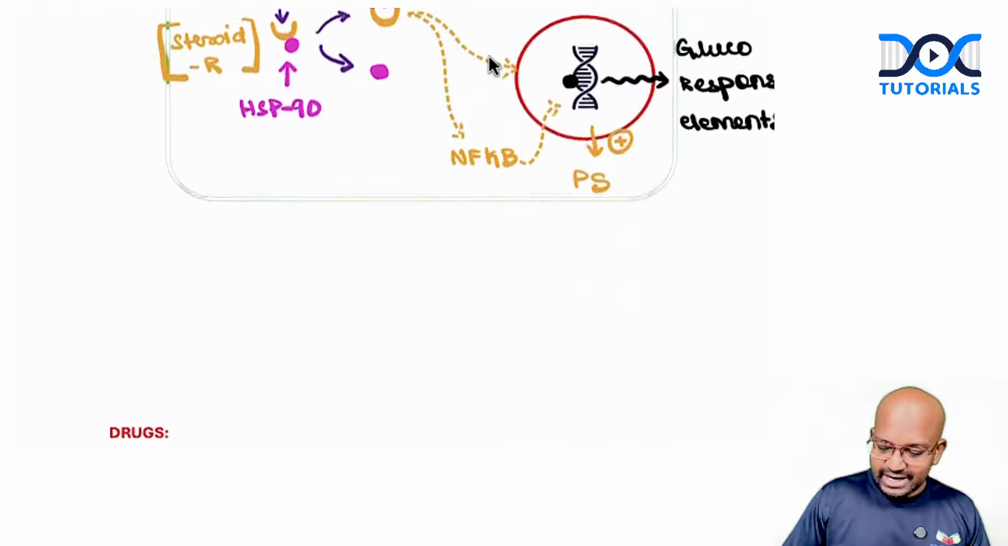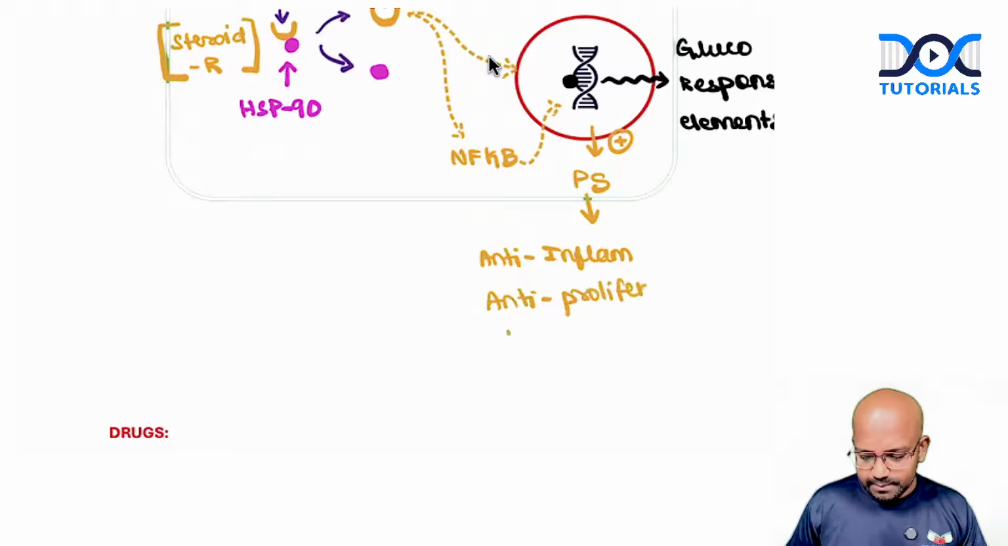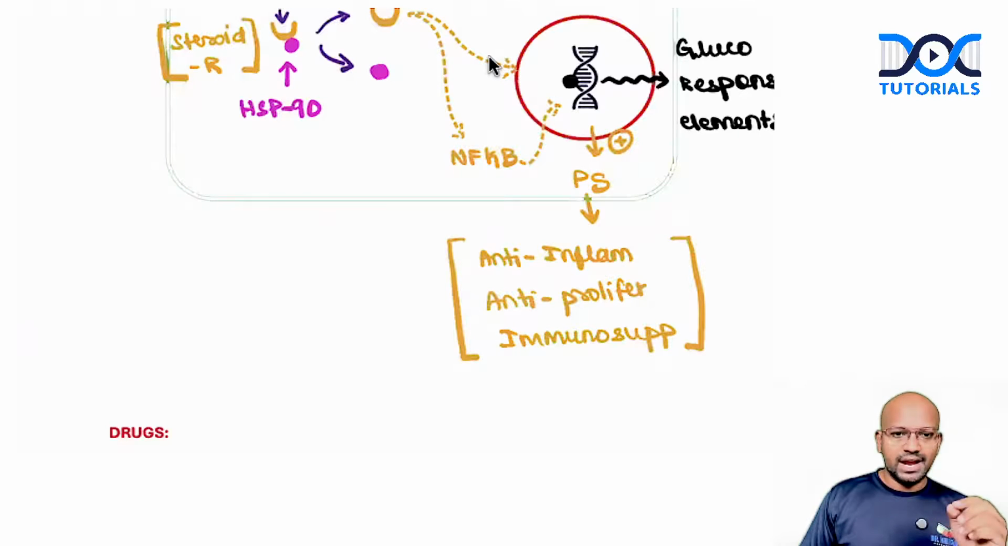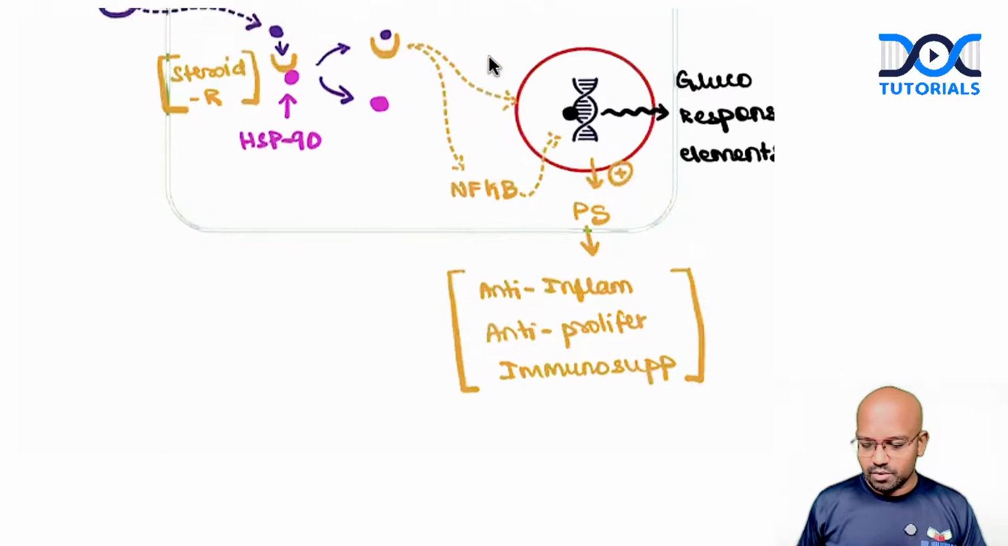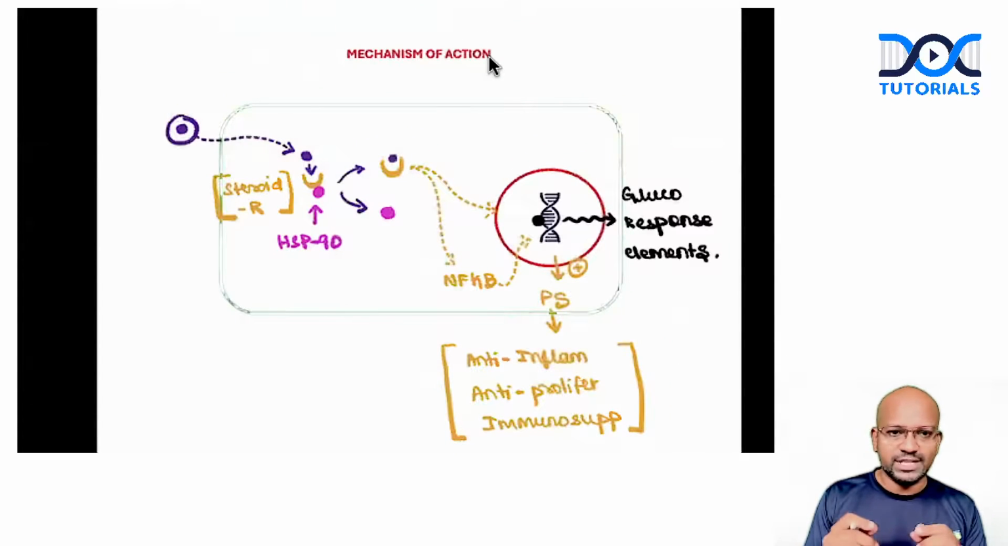These proteins which are getting synthesized are responsible for its mechanism, primarily the anti-inflammatory, anti-proliferative, and immunosuppressive properties. We have multiple different functions, guys, but primarily I'm going to be writing up three important functions of steroids: anti-inflammatory, anti-proliferative, and immunosuppressive. And this is the diagram which you can easily draw in your exams to explain the mechanism of action of steroids.